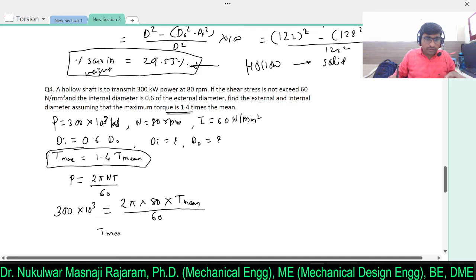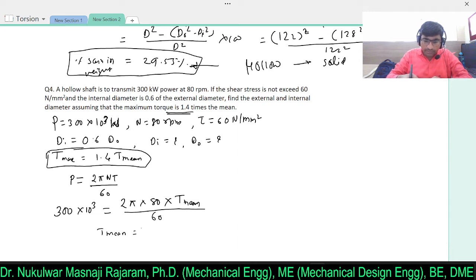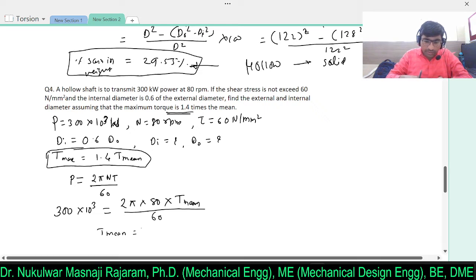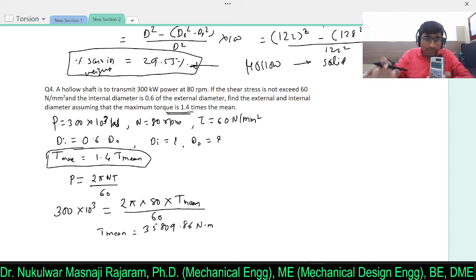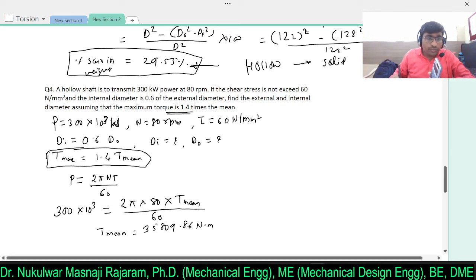So from this equation we can evaluate mean torque. So it is 300 into 10 raised to 3 into 60 divided by 2 into pi into 80. So we get the mean torque equal to 35809.86 Newton meter. Remember, whatever value comes will be in Newton meter, not Newton mm. Clear?